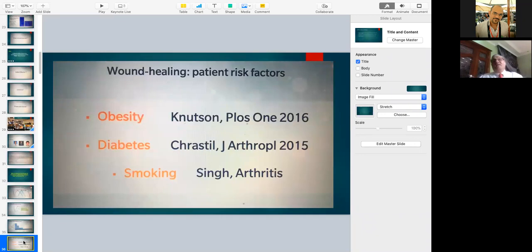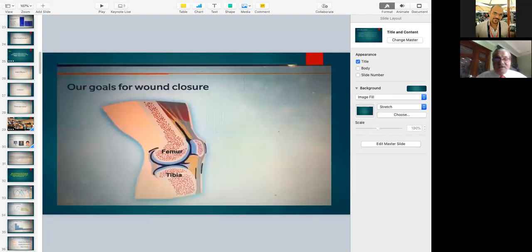Okay, what are the risk factors for wound healing? Patient risk factors: obesity is one of them, diabetes, and smoking. For a patient having these risk factors, we can say there will be a long period for healing. You should keep in mind that this patient will need a long period before the surgery.